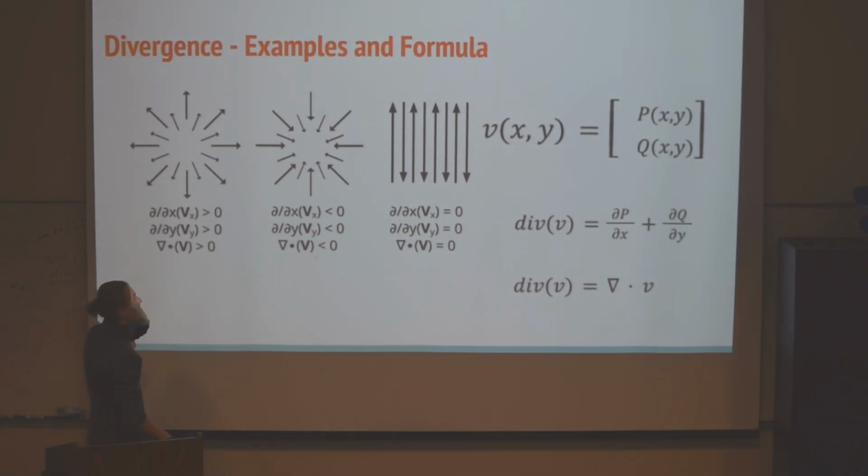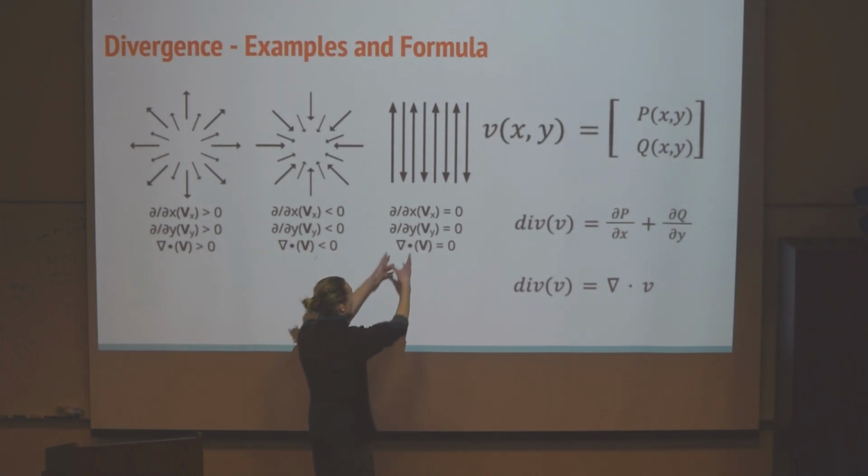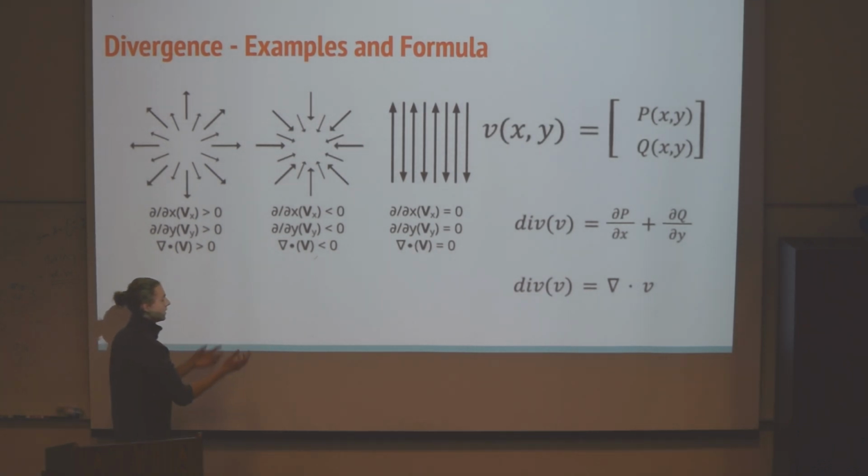Same thing with my y. It's exactly the same thing. And with the 0 divergence, essentially what this says is that whatever I do with my x or y, that's going to create no change whatsoever in the magnitude of the vectors, as you can see.